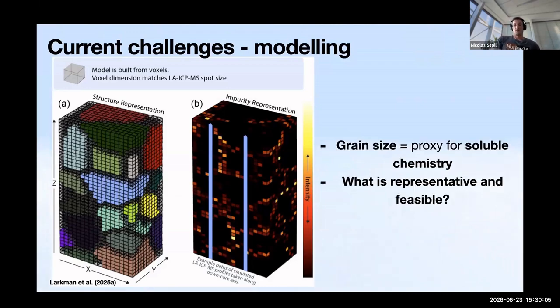And we again need the microstructure because this will be our proxy for the location of those impurities and therefore where they are. But it's still not really clear what is really representative, what is feasible from a computer point of view, a lot of things to work on.